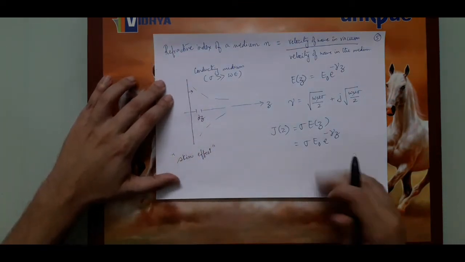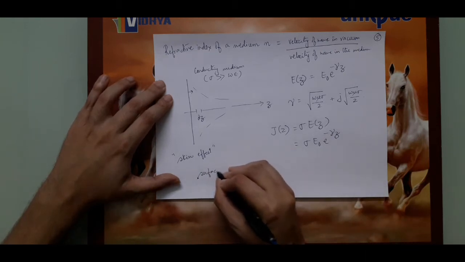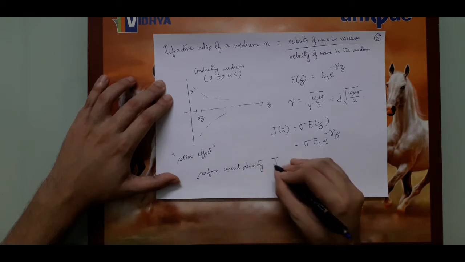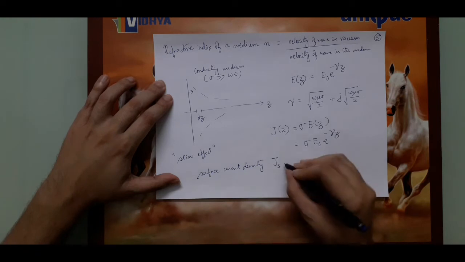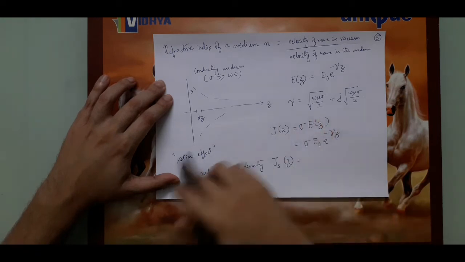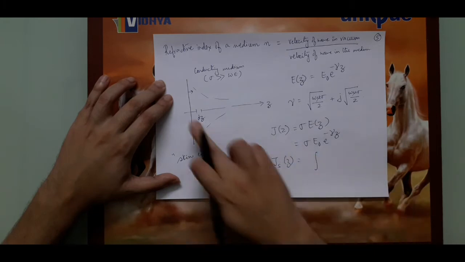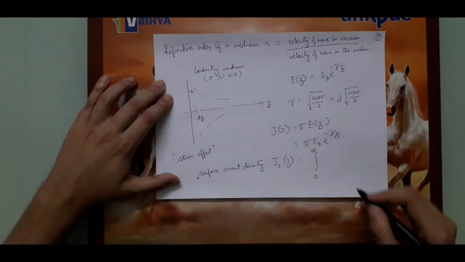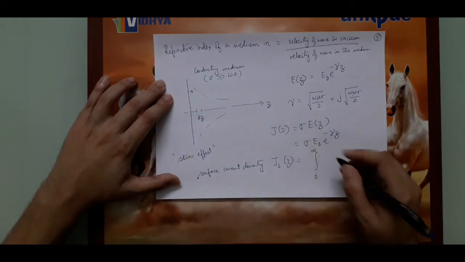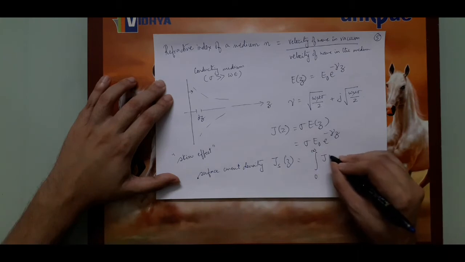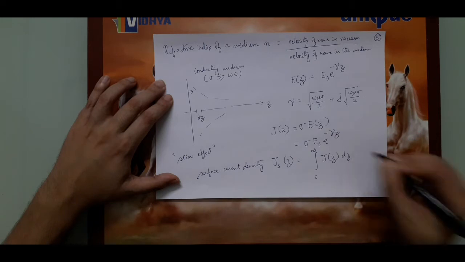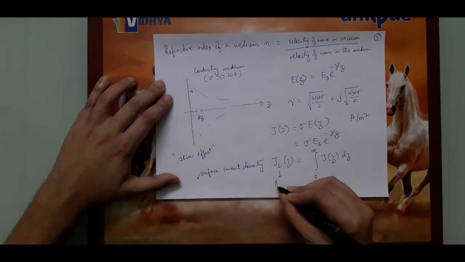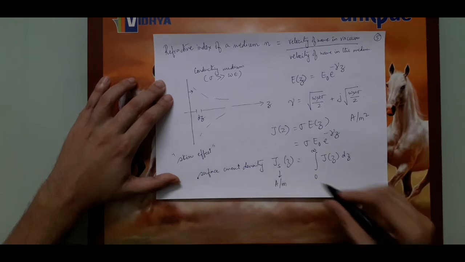So essentially, the surface current density Js, which is also a function of Z, we can define using integration. We integrate it over the whole Z axis from 0 to infinity, because Z starts from 0 and goes forever. That is, J of Z dz. Remember, the unit of J is amperes per meter square and the unit of surface current is amperes per meter. So dimensionally this makes sense.